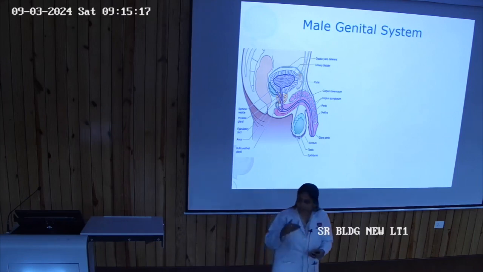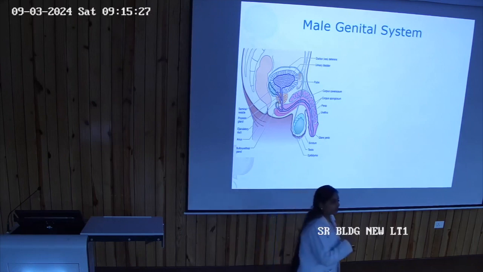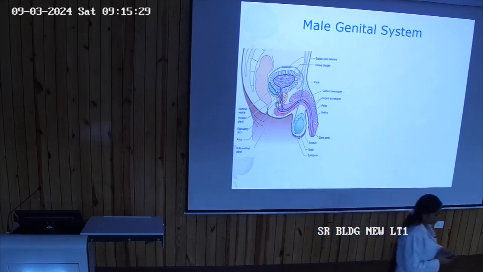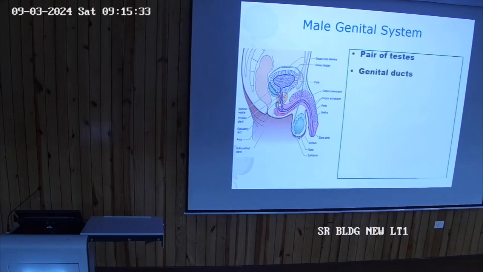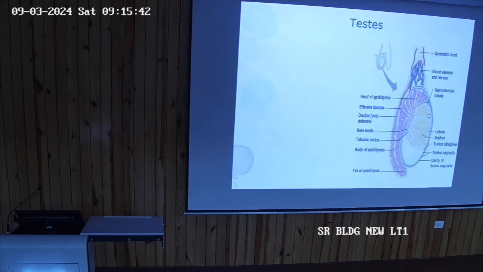So these stages take place from the basal lamina of the seminiferous epithelium, which is stratified germinal epithelium. What are the 2 types of cells there? Sertoli cells and spermatogonia. So quickly revise what we have discussed till now: the male reproductive system has a pair of testes. It develops in the abdomen, descends down later in life into the scrotum, and then we have genital ducts, associated glands, and penis.